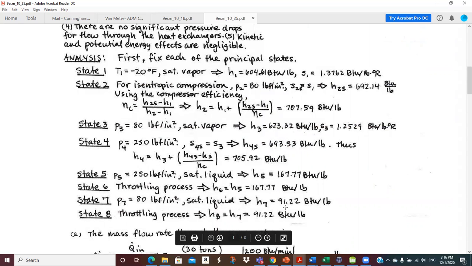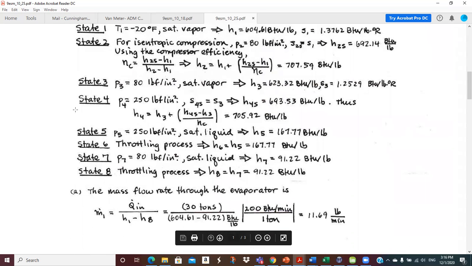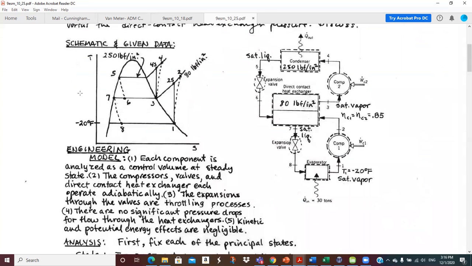So that's 7, so 91.22, and 8 is the same enthalpy because it's a throttling process. So from 7 to 8 is constant entropy. I'm sorry, enthalpy.